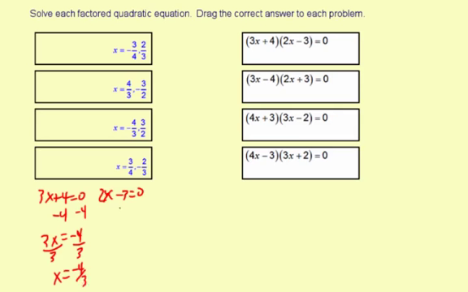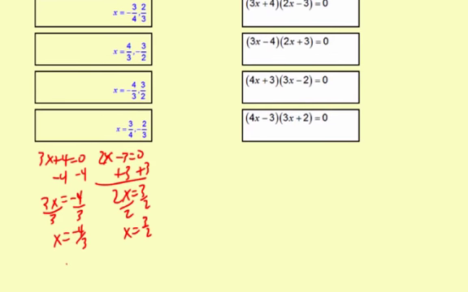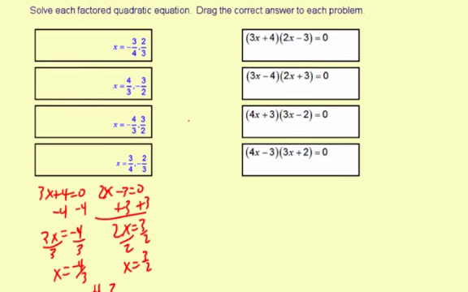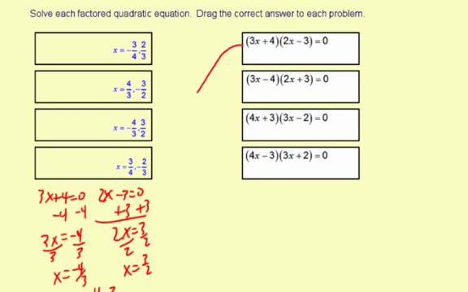And then for the other one, add 3 to both sides. 2x equals 3. Then divide by 2. X equals 3/2. So you always want to put your answers in increasing order. Your answers for this one is going to be x equals negative 4/3 and 3/2. So this one matches here. And then you do the same thing for the rest of these.